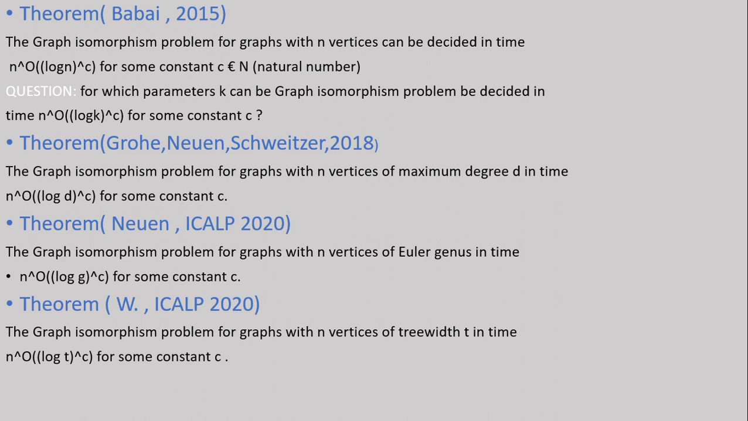Actually in 2018 Grohe, Neuen and Schweitzer gave the answers. It is a partial answer, and they gave the result in terms of the maximum degree d: n to the power of O((log d)^c). In 2020 another result in terms of the Euler genus g: n to the power of O((log g)^c). And in 2020 in the case of tree width t: n to the power of O((log t)^c).